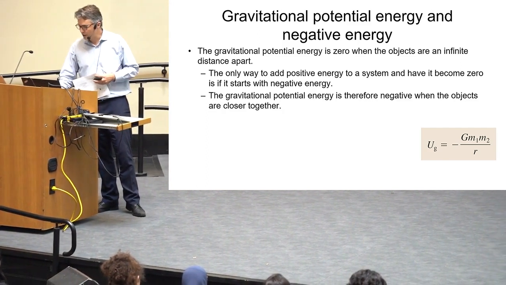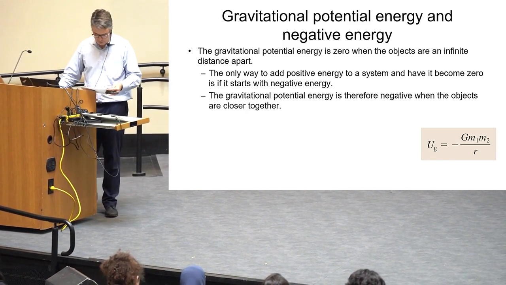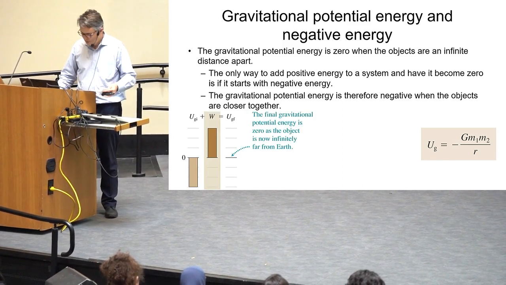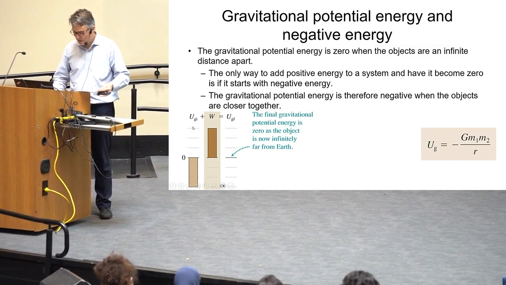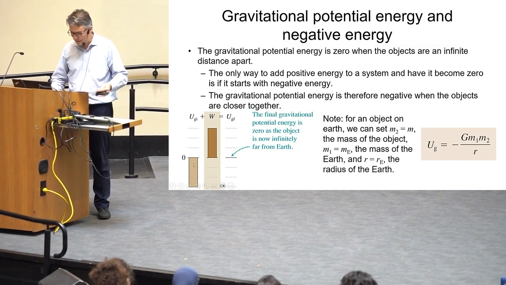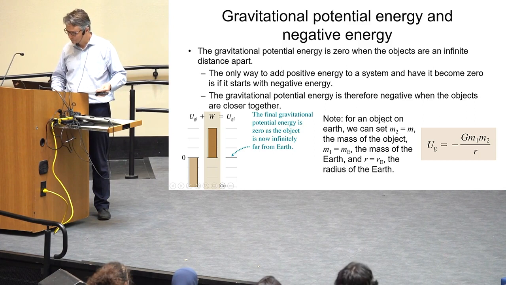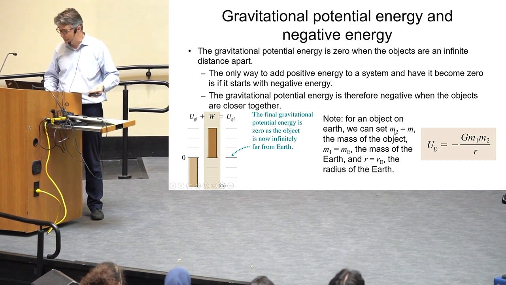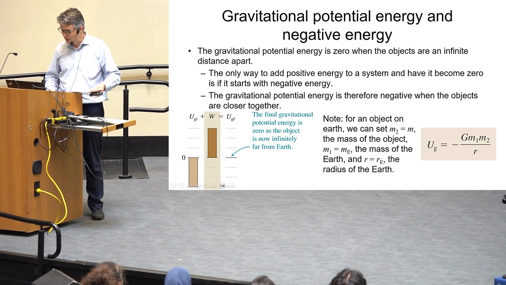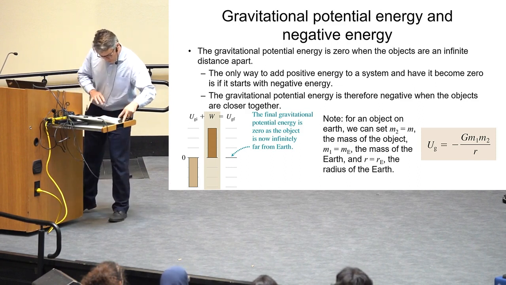So gravitational potential energy is negative when objects are closer together, and more negative the closer they are. And it kind of looks like this sometimes. If two things are close to each other, they have some big negative energy, you do work to separate them out to infinity, and the final energy is 0. For an object that's on the Earth, we can set m2 equals m, the mass of the object, m1 equals m_e, the mass of the Earth, and r equals r_e, the radius of the Earth. But you're not going to get mgy, right? Or are you? I think we're going to try to derive that, but first let's do a top hat question.